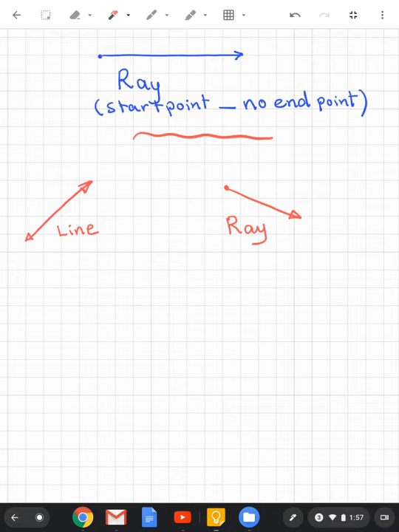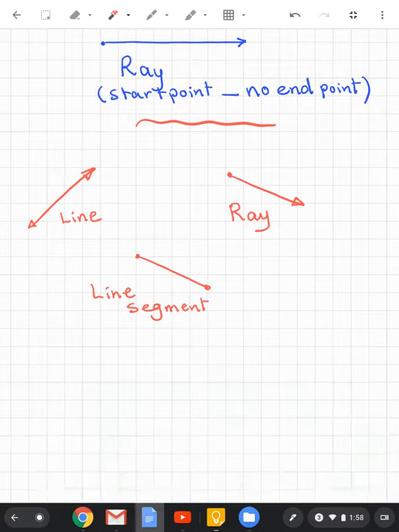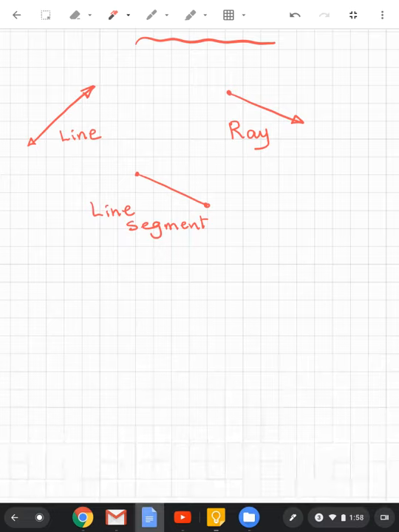What if I have another shape like this? It has a start, it has an end, so we call this a line segment. What if I have a shape like this? This is not a straight line, not a line segment, not a ray. Why? Because it's curved. So this is none of these.